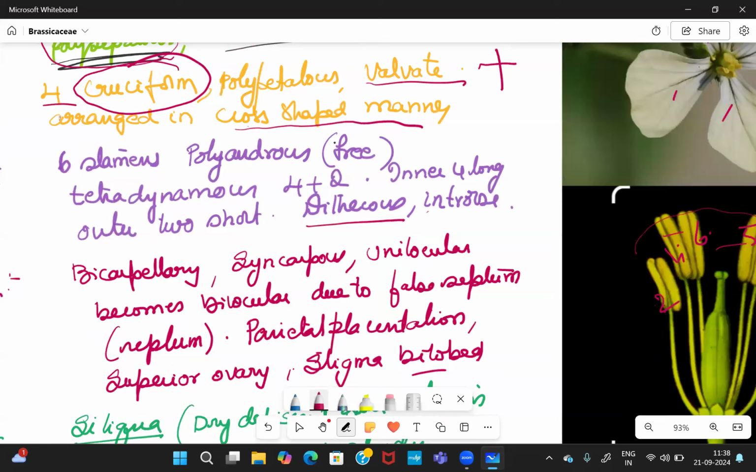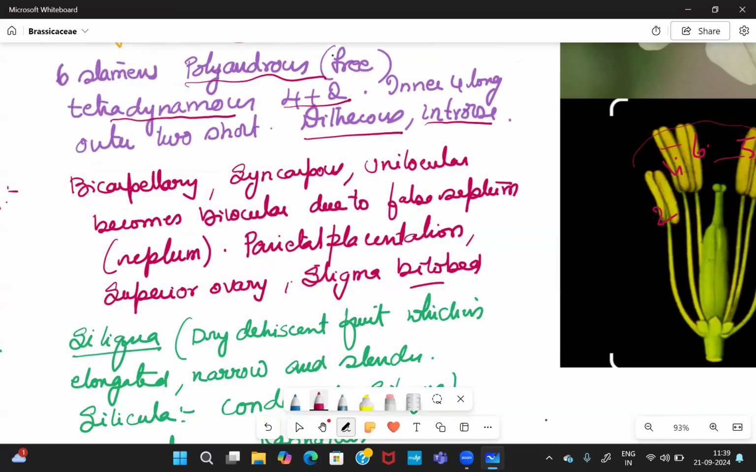In which side do they face? In rows. Except Malvaceae, all other families in our syllabus show rows. In rows means they face towards the gynoecium. So the tetradynamous condition is very important: 4 plus 2, 4 in the inner whorl, long, and 2 outer. Polyandrous means all these are free. They are not showing any cohesion or adhesion.